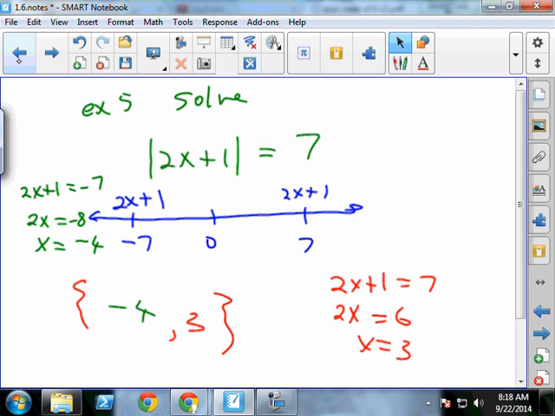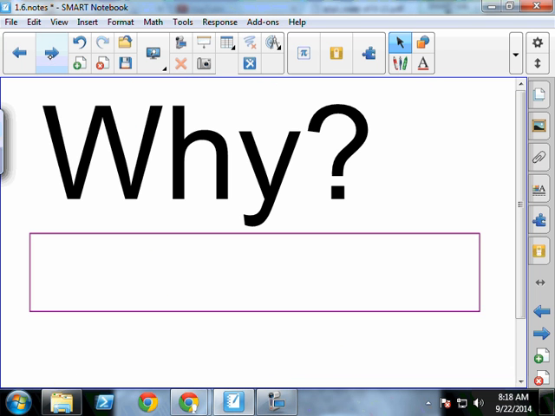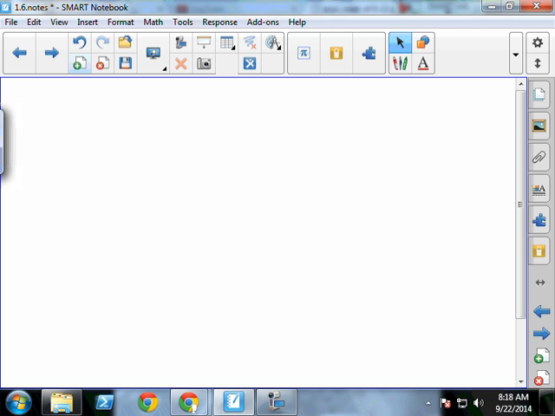What are we on? Example 7 now? Example 7, solve. Here we go. This one's my favorite. The absolute value of 3x plus 2 equals 4x plus 5.